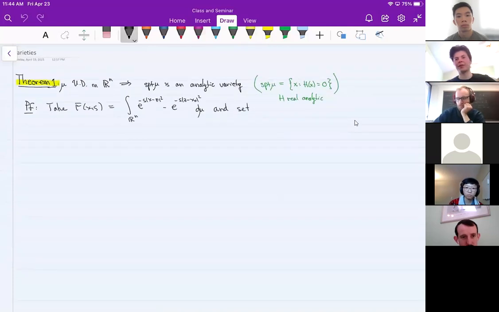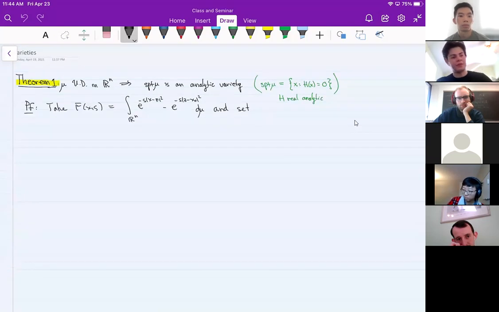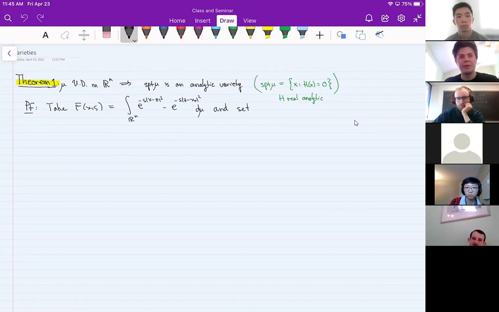Okay, so with that, we can finally get a little bit of a payoff. So we've proven this characterization of the support, and so now we come to this theorem. If mu is a uniformly distributed measure in Rn, the support of mu is actually an analytic variety. Okay, so it's the 0 set of some real analytic function. And so how can we do this? Well, we can explicitly construct an analytic function whose 0 set characterizes the support. I'm just taking this function f that we were talking about before.